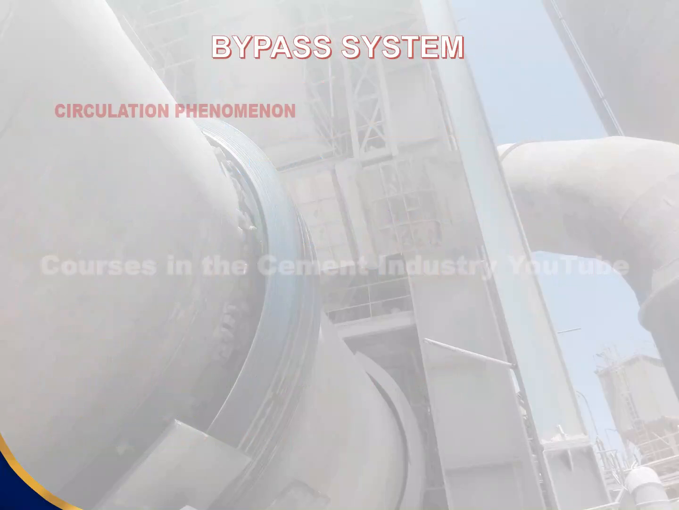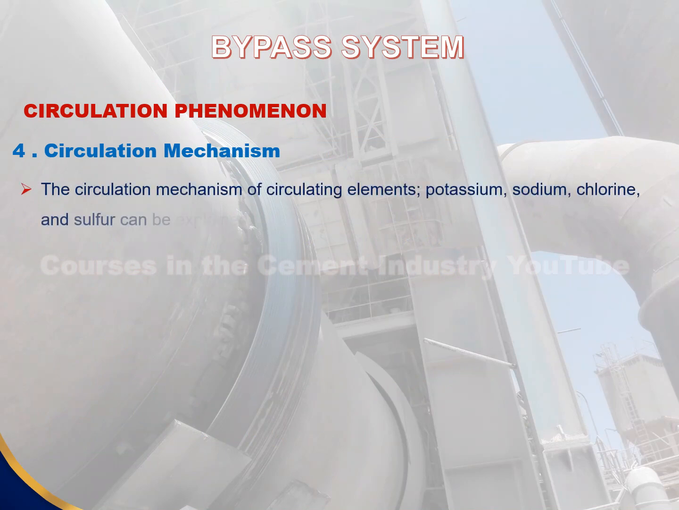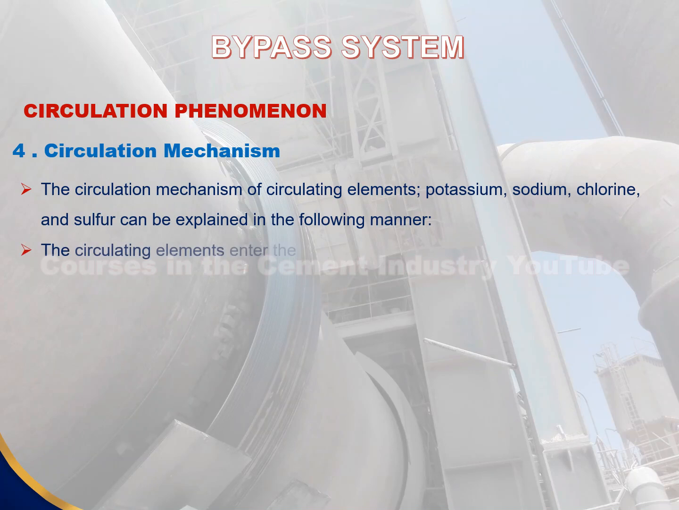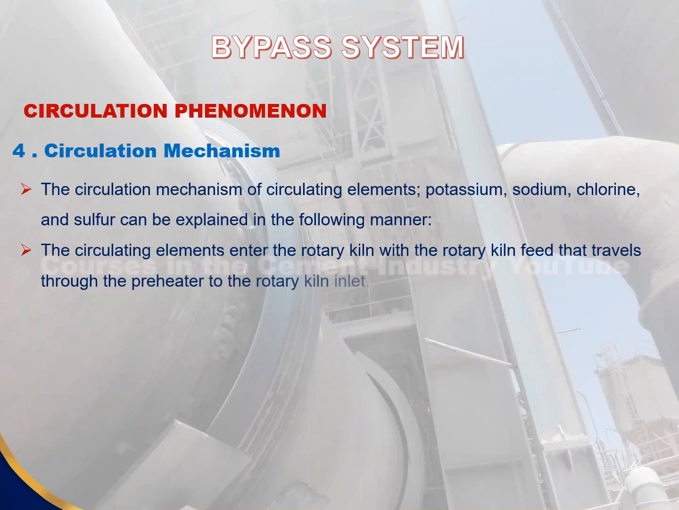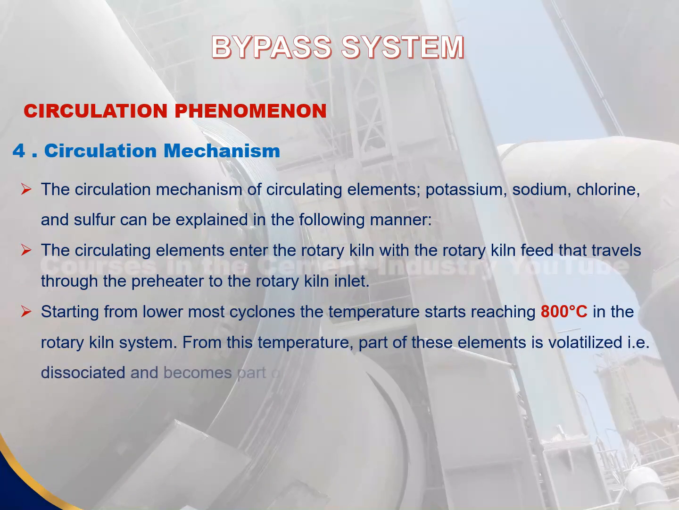We follow circulation phenomenon, 4. Circulation mechanism. The circulation mechanism of circulating elements, potassium, sodium, chlorine, and sulfur can be explained in the following manner. The circulating elements enter the rotary kiln with the rotary kiln feed that travels through the preheater to the rotary kiln inlet. Starting from lowermost cyclones, the temperature starts reaching 800 degrees C in the rotary kiln system. From this temperature, part of these elements is volatilized, dissociated, and becomes part of the rotary kiln atmosphere.